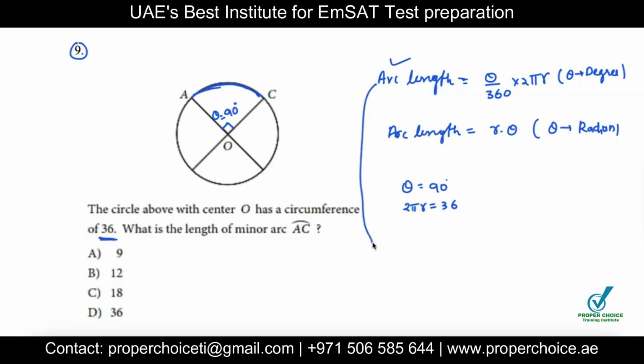So in this formula, arc length is equal to 90 divided by 360 times 2 pi r together, which is 36. So what are you going to get now? 0 and 0 cancel, 36 and 36 get cancelled. You are getting that arc length here is 9. So we go with option A.